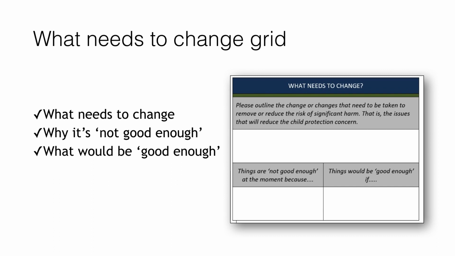In this format, all changes are included in the same grid. If, as recommended, there are no more than 3 changes, the grid will include 3 change statements and the corresponding evidence of not good enough and good enough for each one. We'll provide instructions on the completion of each section and provide a case example.